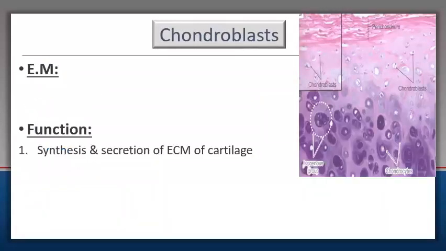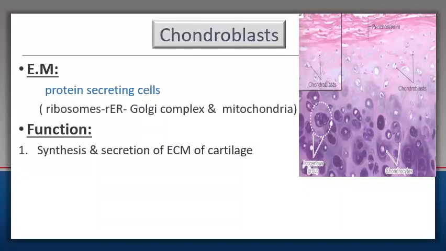Regarding the electron microscopic picture of chondroblasts, these are active cells. They synthesize and secrete the extracellular matrix of cartilage. So in the electron microscopic picture, we will find that it is a protein secreting cell. The usual organelles for protein secreting cells are ribosomes, rough endoplasmic reticulum, Golgi complex, and mitochondria. These cells also divide and differentiate to give chondrocytes.